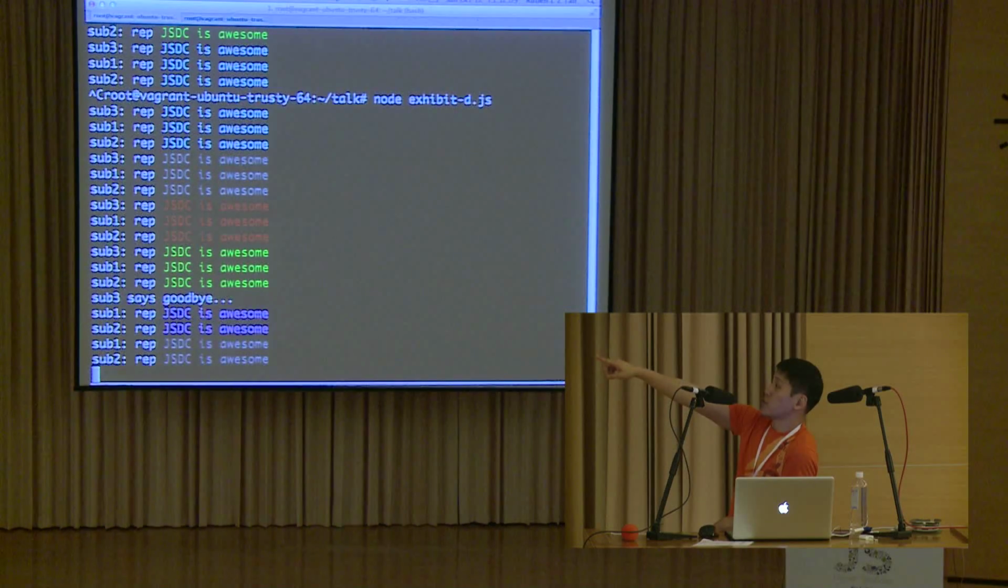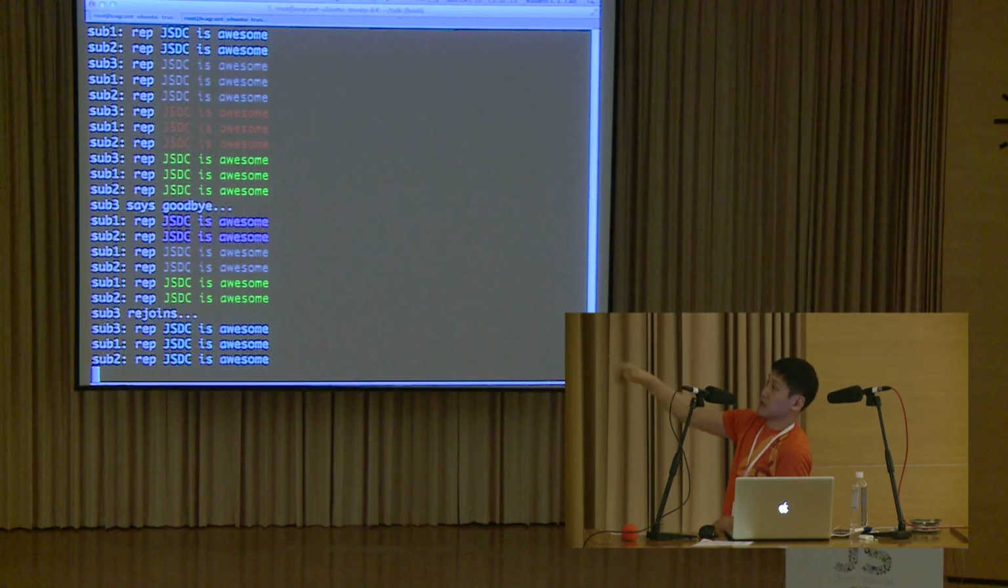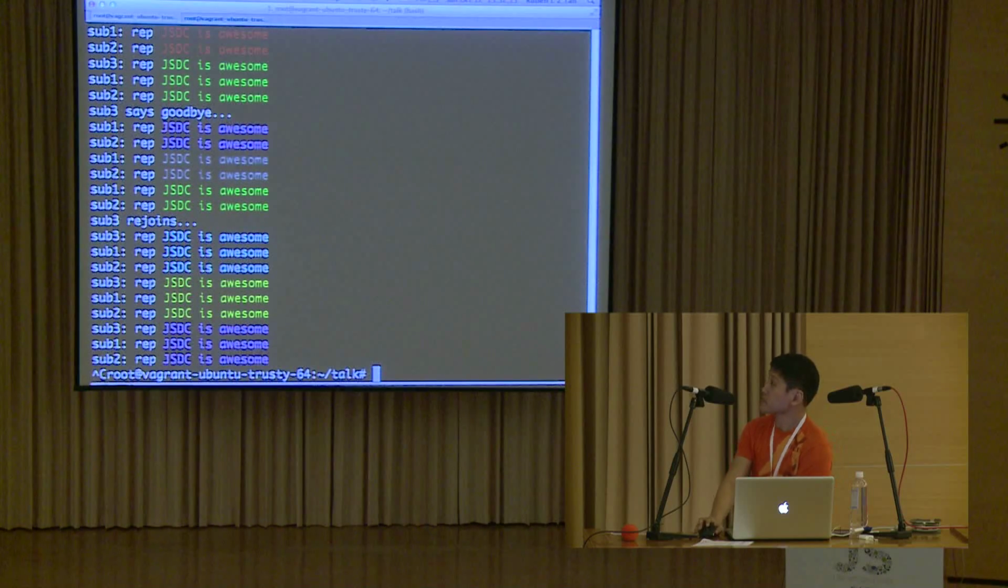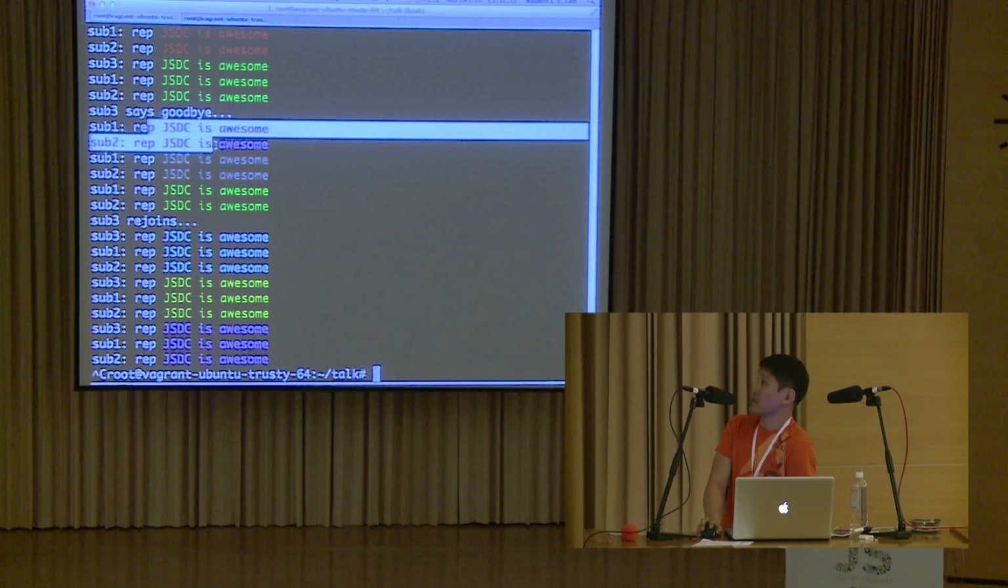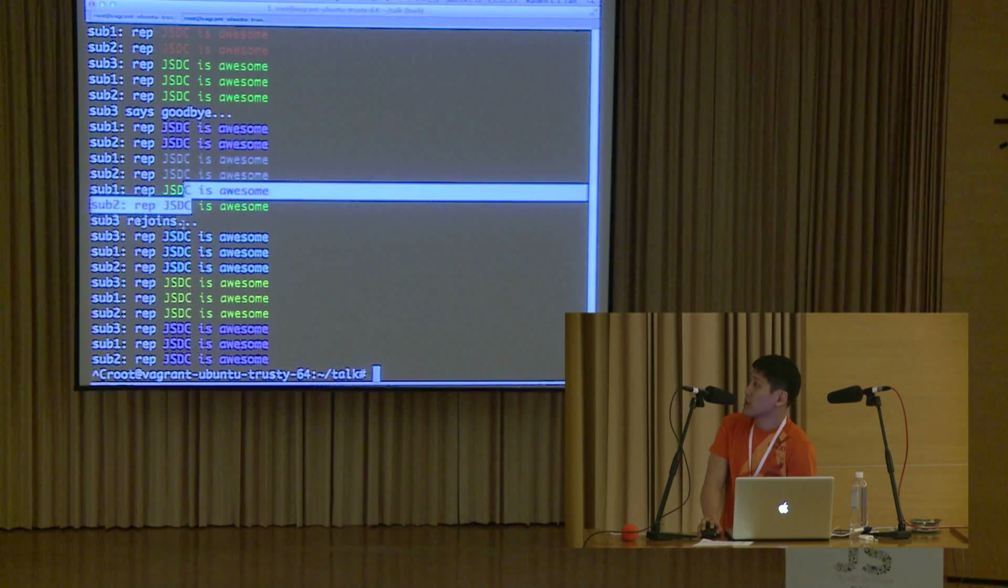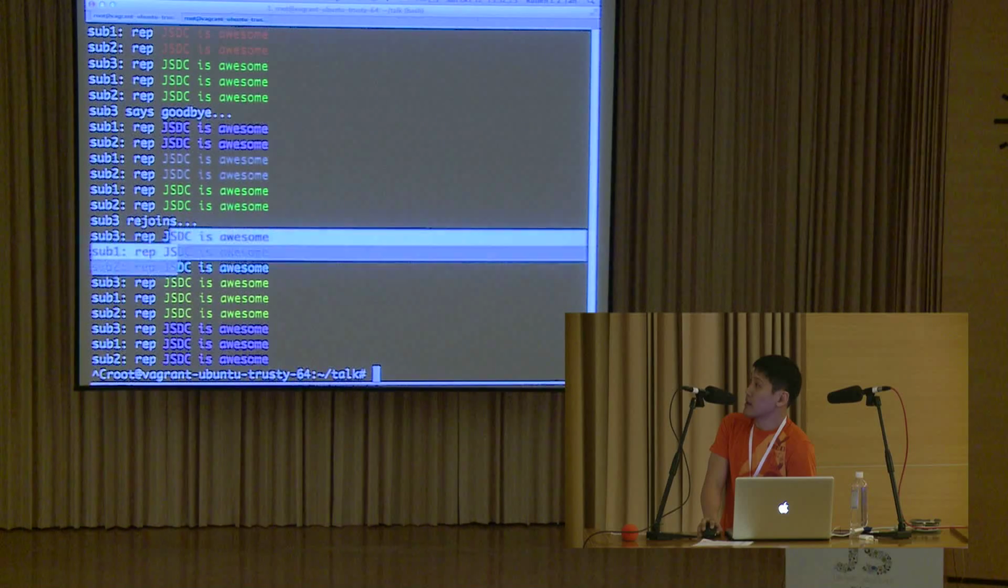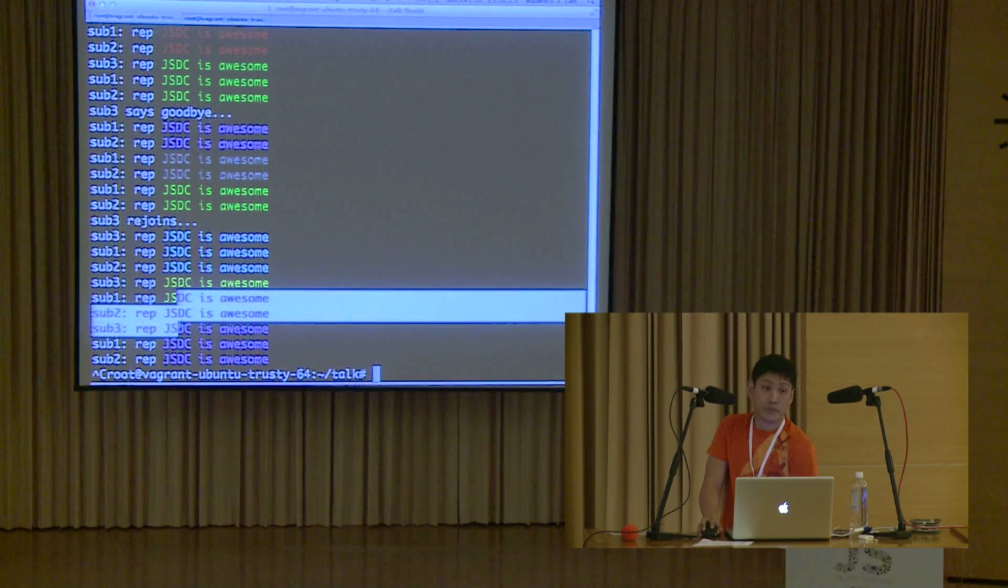Okay, so subscriber 3 says goodbye and it's left, right? And now he rejoins, and you can see here that after subscriber 3 has left, it only sends to sub 1 and 2, right? But when it rejoins, then it starts receiving the messages again.